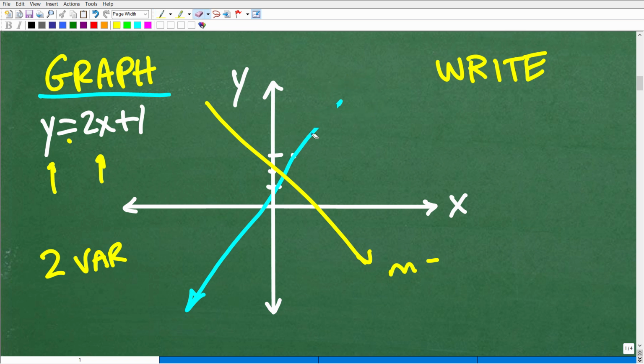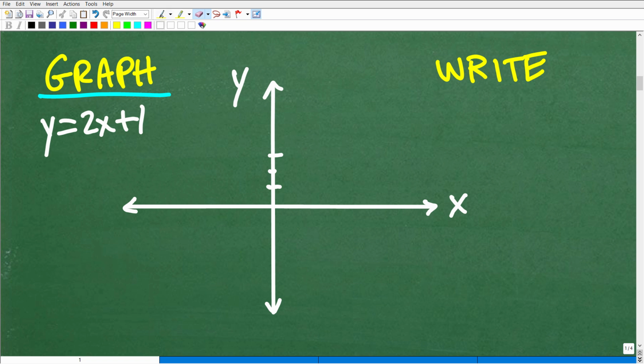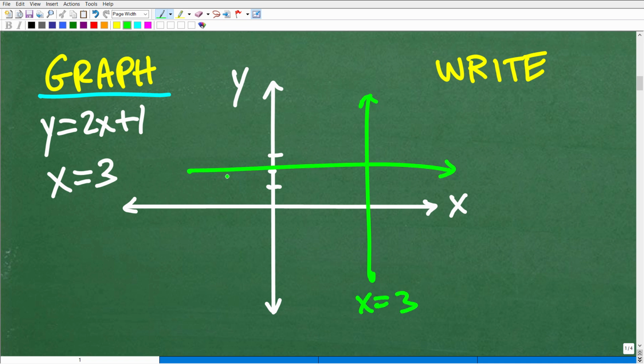But before you got into graphing two variable linear equations, you learned how to graph a one variable linear equation. Let's say I gave you the equation x = 3. Let's graph x = 3. How do we do that? It's not going to have a slope per se. So x = 3 is either going to be a vertical line that goes through 3, or a horizontal line that goes through 3 on the y-axis.